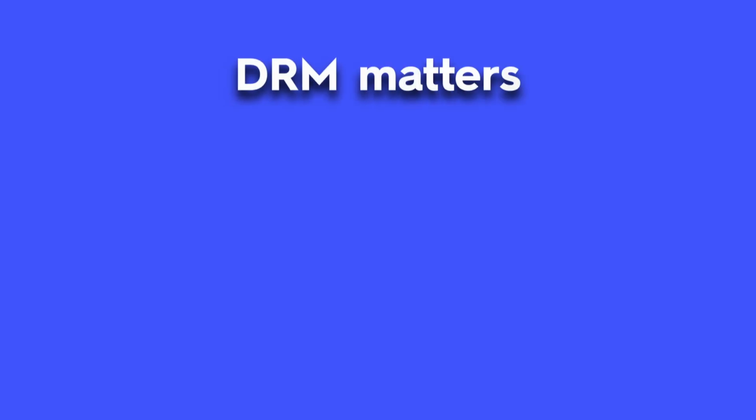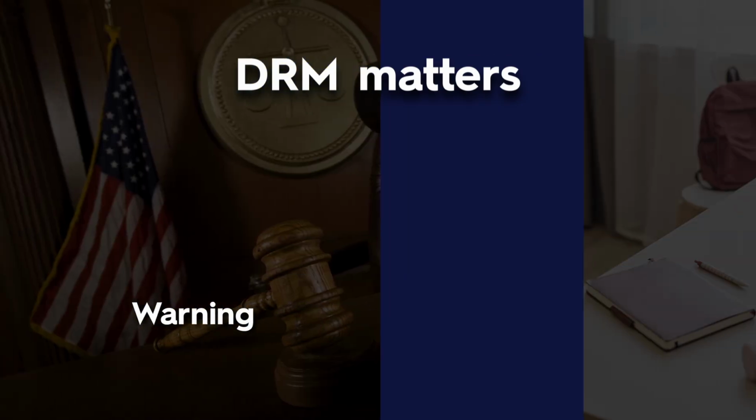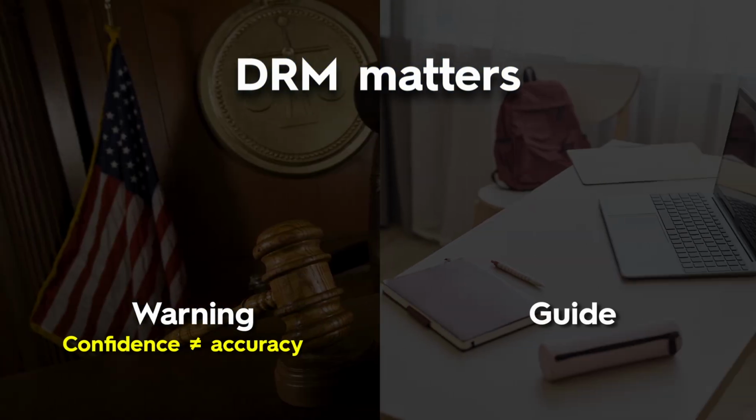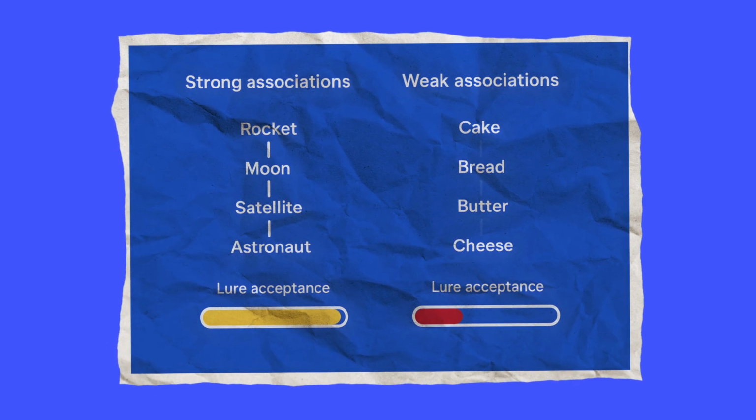That's why the DRM paradigm matters. It serves as both a warning and a guide. It shows that confident memories can be wrong and helps us design better study strategies and tests that separate genuine recall from simple association. Now, zoom in on the lists themselves.